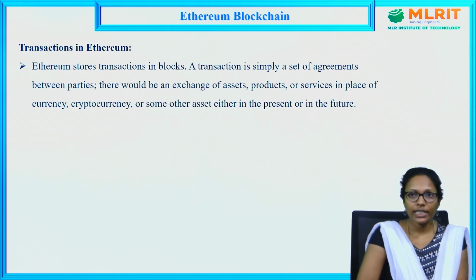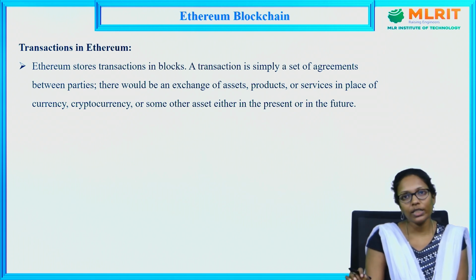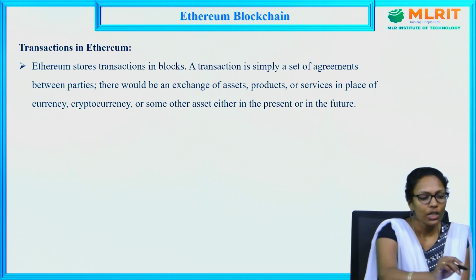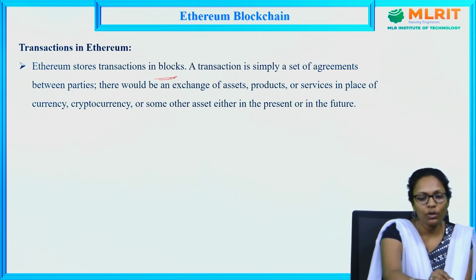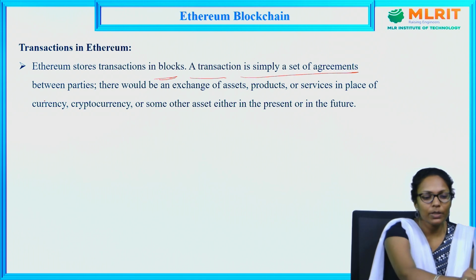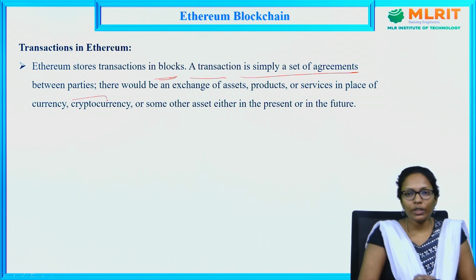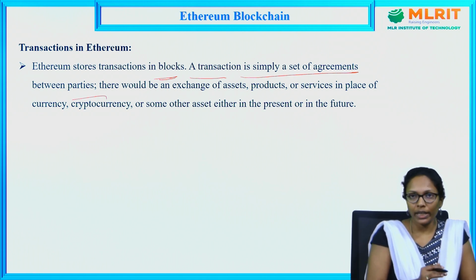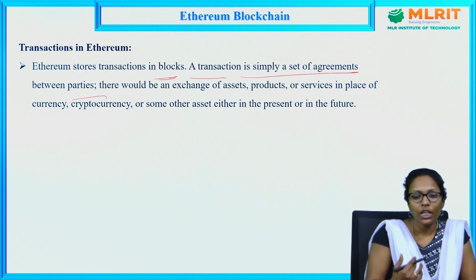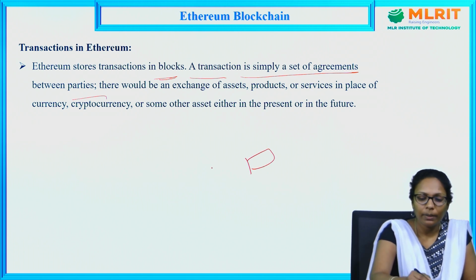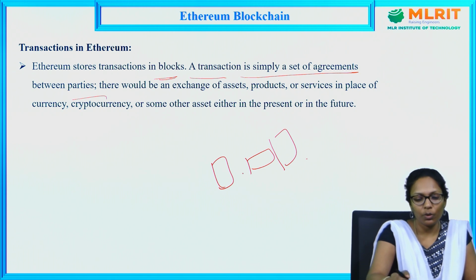So transactions in Ethereum. Normally in the Bitcoin blockchain or Ethereum blockchain, the transactions will be executed and exist inside the block of the blockchain. So Ethereum stores transactions inside the block. A transaction is simply a set of agreements between the parties. Here, the smart contract we are going to write inside the Ethereum blockchain, we can call it a transaction. Inside the smart contract, we are going to write the transaction. So a transaction is nothing but an agreement between the two parties.